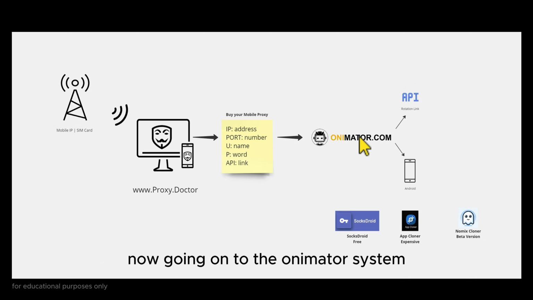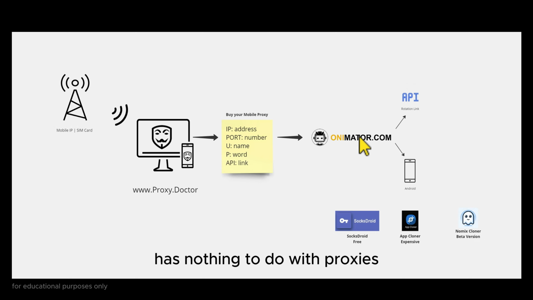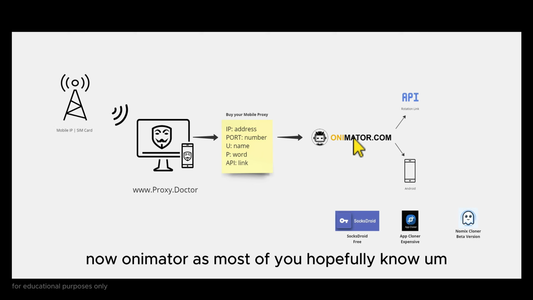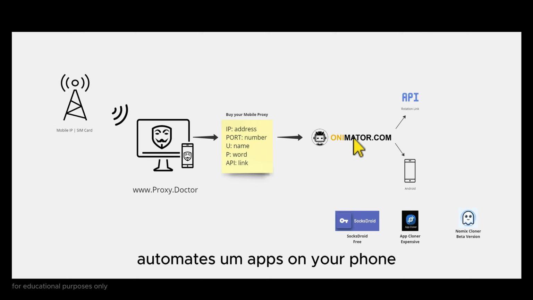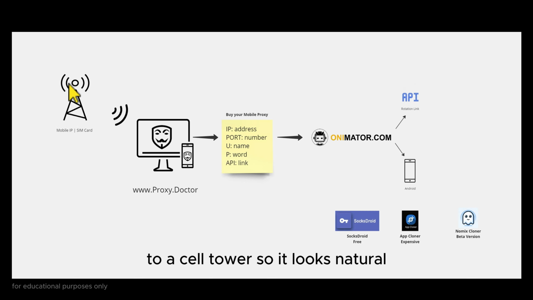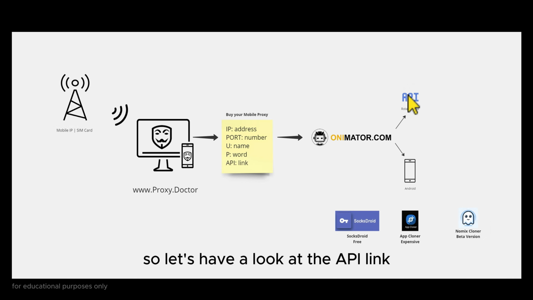Now, going on to the Onimator system. The Onimator system is completely different from us, has nothing to do with proxies, but you will need a proxy to let Onimator do its thing. Now, Onimator, as most of you hopefully know, automates apps on your phone, and much, much more. But for that, you want the Onimator system to connect through a proxy to a cell tower, so it looks natural, and it looks like you're a real user and not a user who is automating anything. So let's have a look at the API link, which is up here.